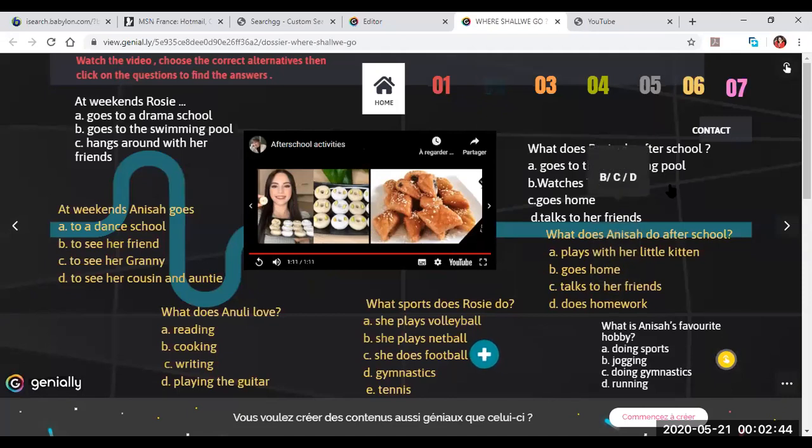Yes, we have B, C, and D. For question 2, we have A and B. Next, C and D. Next, B, C, and E. For this question, A and C are the correct alternatives. A, B, and D for this question. And for the last question, A and C. All right, brilliant, guys. Let's move on.